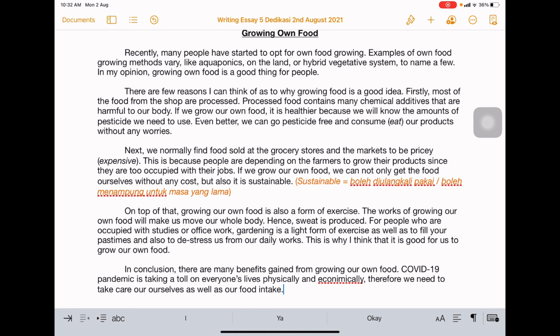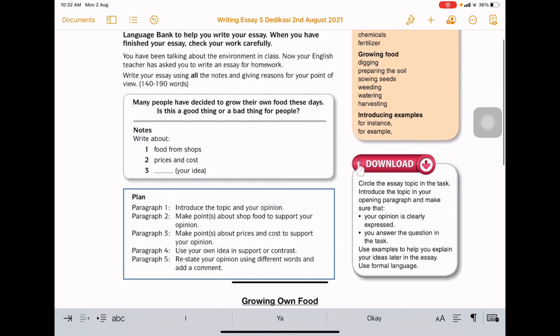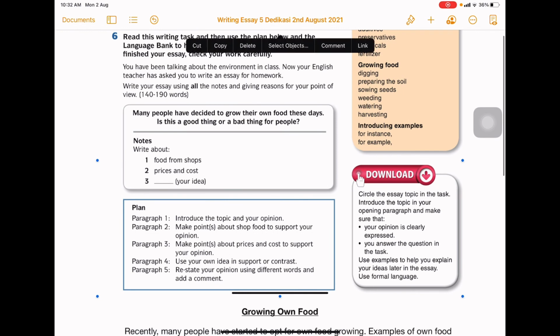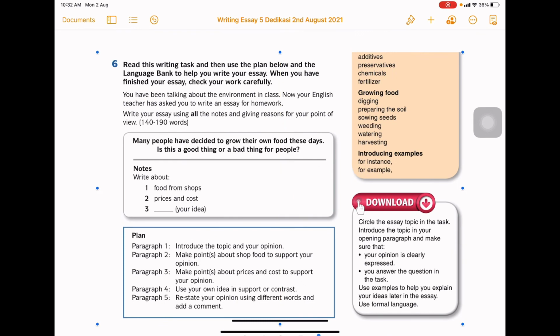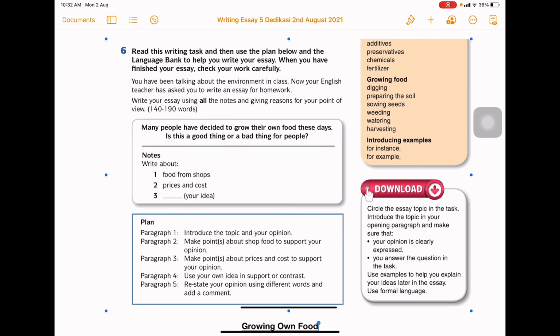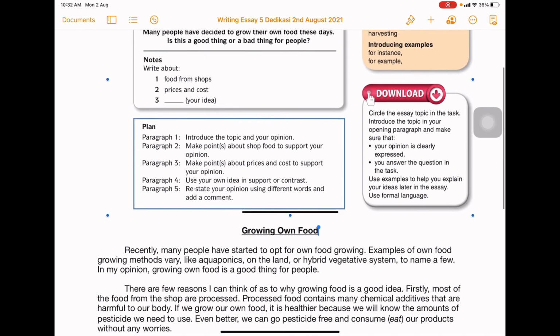So what I want you to do is copy this essay onto your foolscap paper, and make sure to copy the questions as well, especially the questions here that you have been talking about, the environment, and also this one, many people. So these two I want you to copy. The plan is not needed, but obviously this one, your essay.